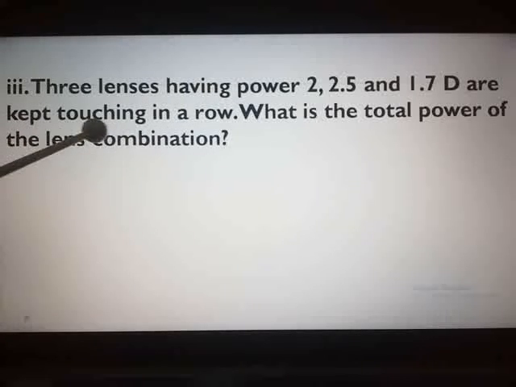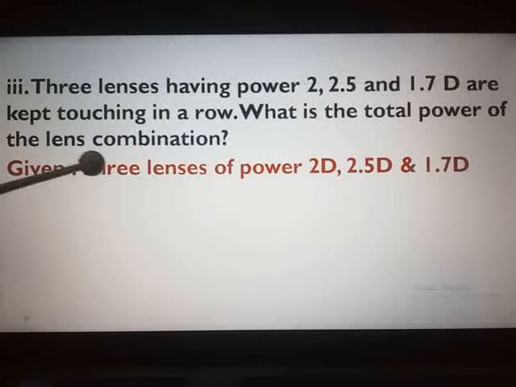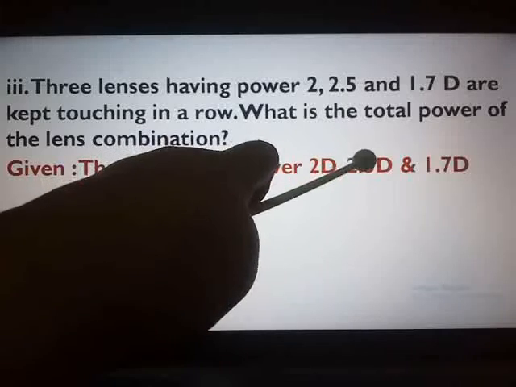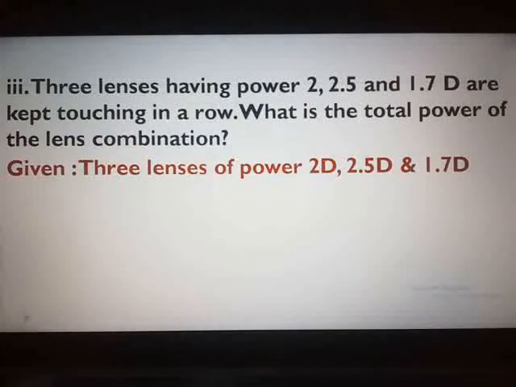What is the total power of the lens combination? It is again a very simple sum. Three lenses are kept in contact with each other, touching in a row. Total power. So first we will write what is given. Given are 3 lenses of powers 2 diopters, 2.5 diopters and 1.7 diopters.